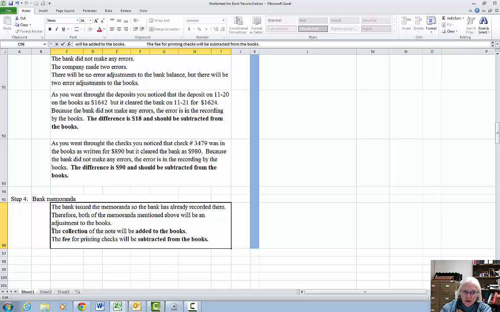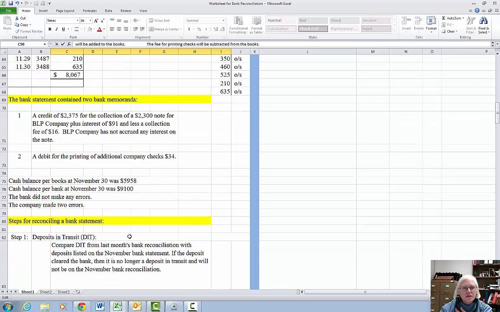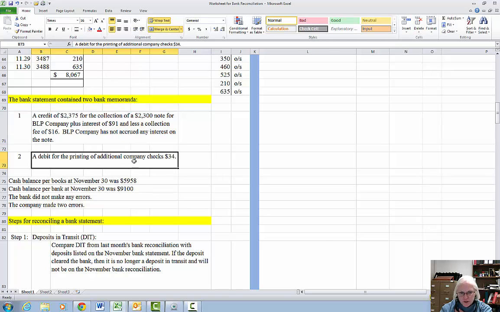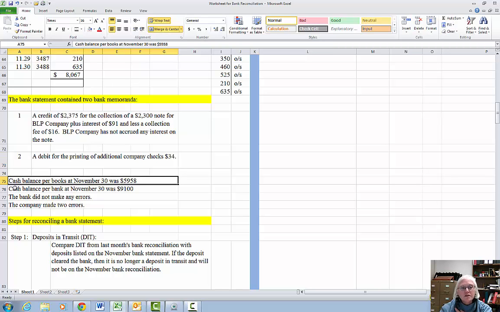So the bank collected a note for us, and we're going to add the net amount of the note to the books. And the bank charged us a fee for printing checks, and it will be subtracted from the books, and we'll look at the details of it as we go through the bank reconciliation. Okay, so let's see. Here's the memoranda for the note collection. Here's for the fee for printing checks. And we have balance per books and balance per bank at November 30th. That's good.